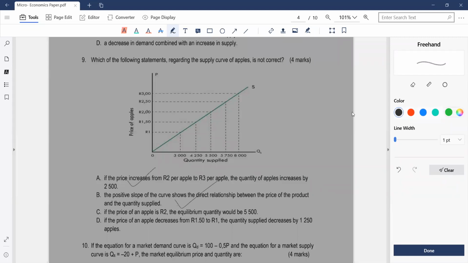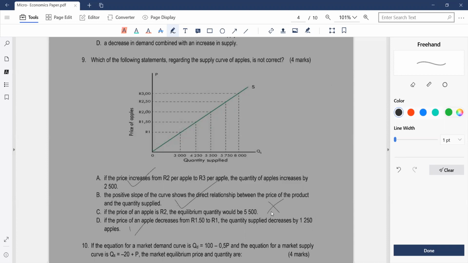Okay, that one I want to leave it. I don't want to comment for now. I want to check how D reads. D says, if the price of an apple decreases from 1 rand 50 to 1 rand, the quantity supplied decreases by 1,250. That is right. Yes, it decreases from 4,250 to 3,000, which is 1,250. That's right. Our answer is C. This is the one which is incorrect.